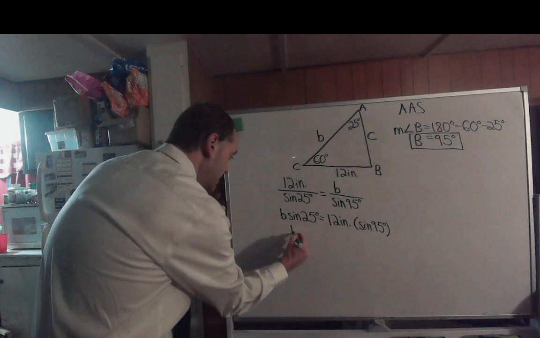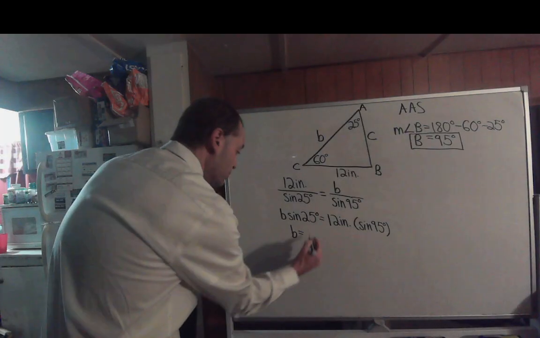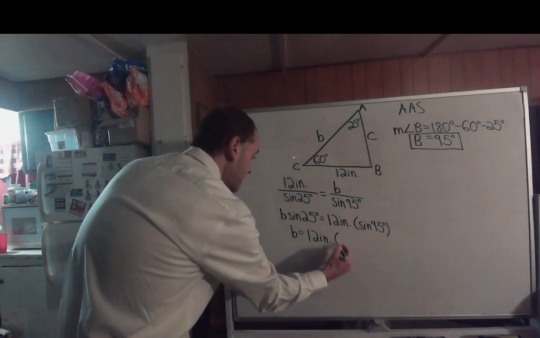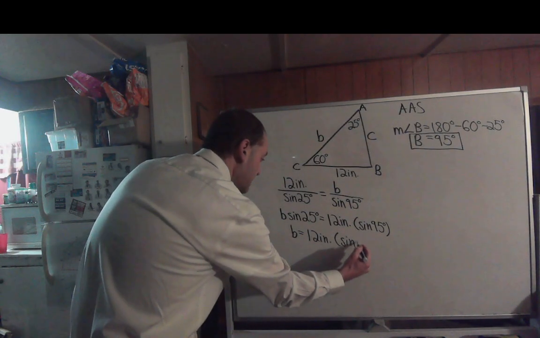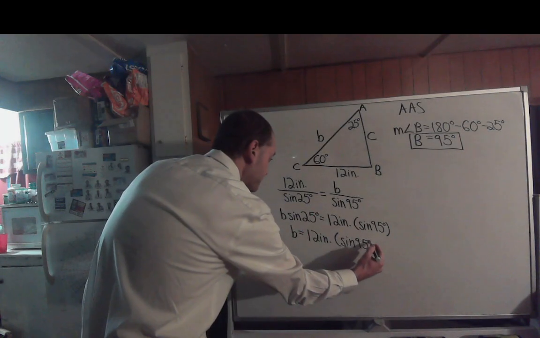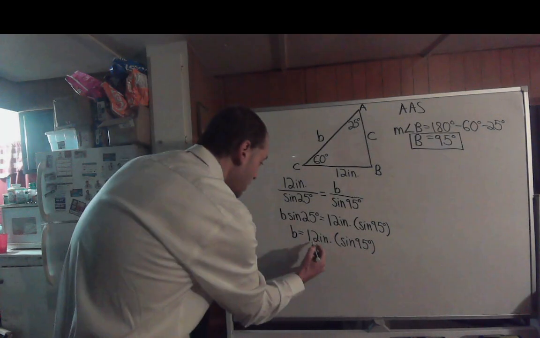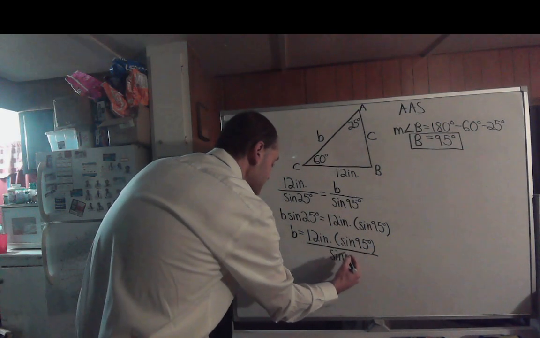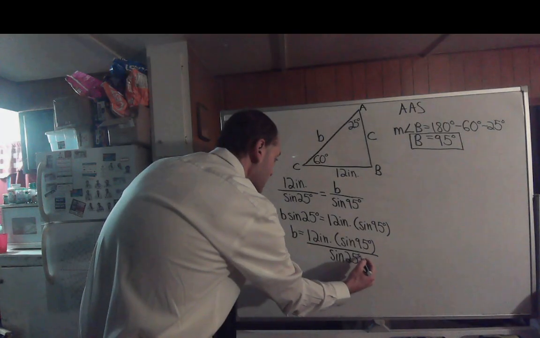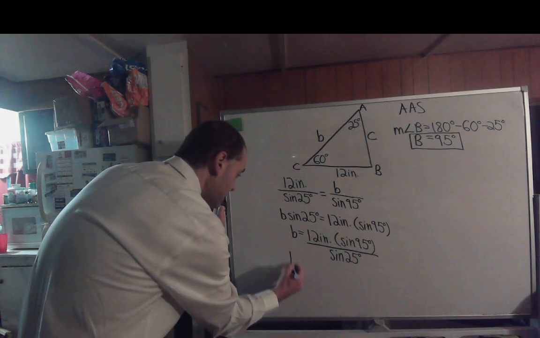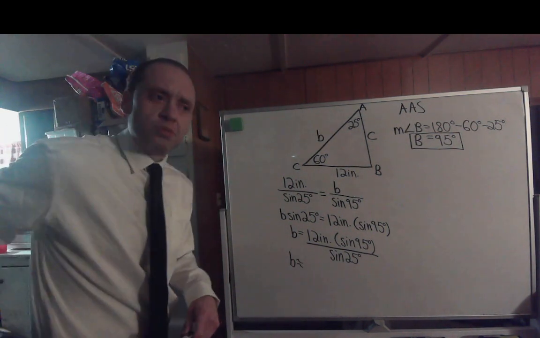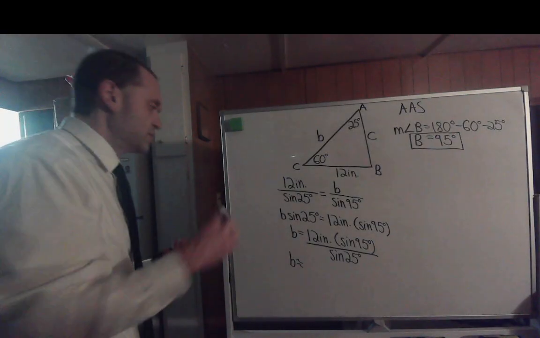So then B would be exactly equal to 12 inches times the sine of 95 degrees all over the sine of 25 degrees. Which then means we can get a decimal approximation for B. I think we'll go to 2 decimal places. I think that sounds pretty good to me.